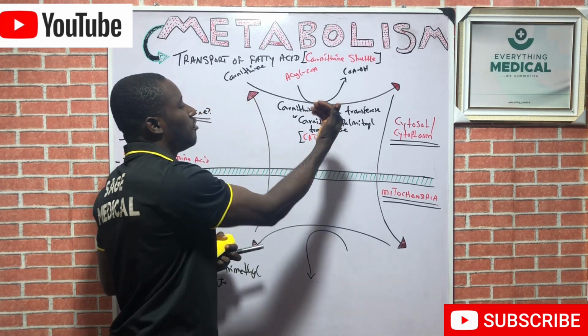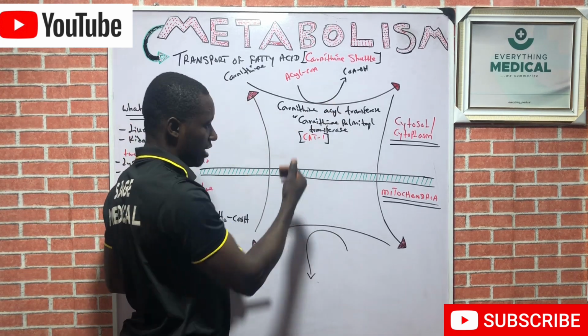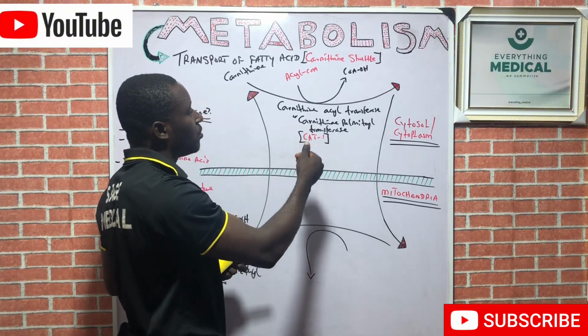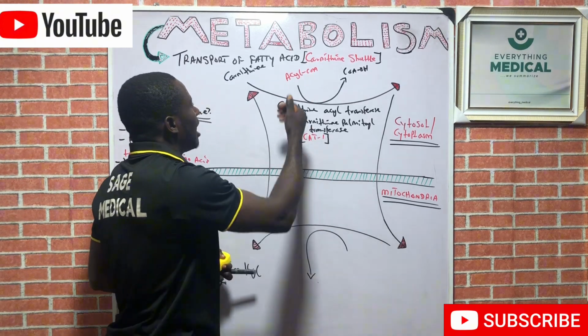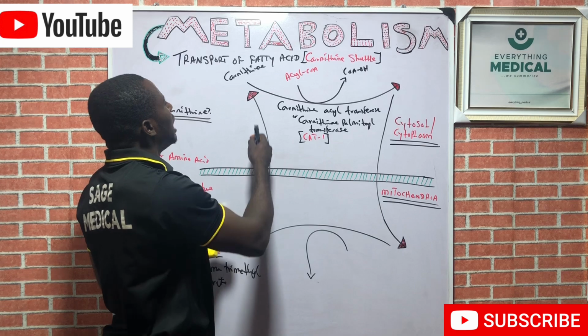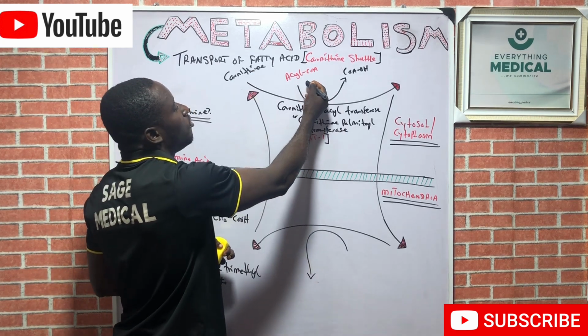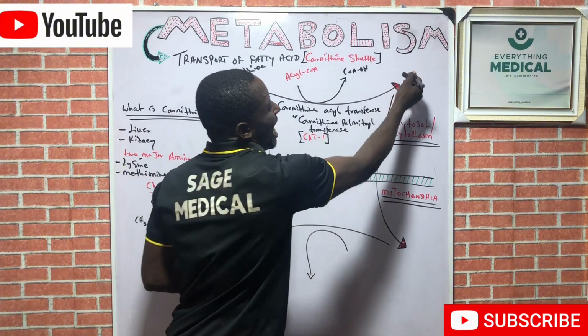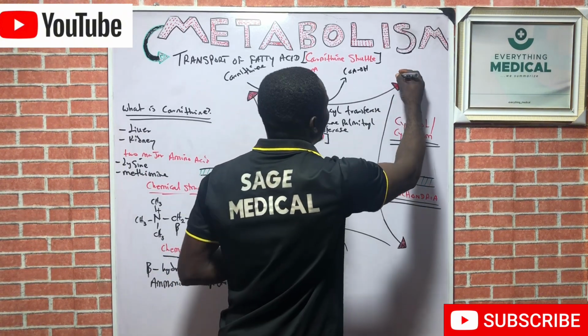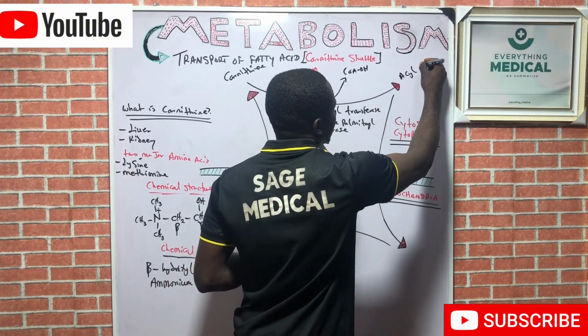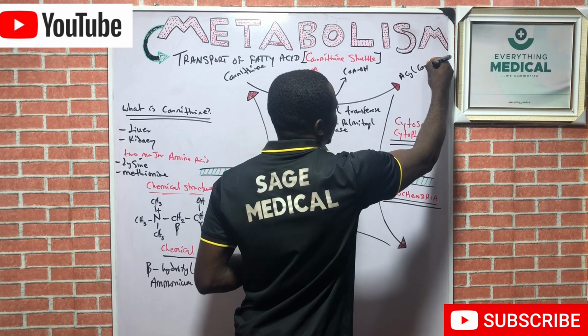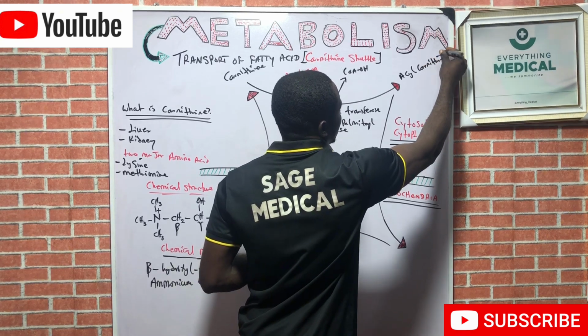Now, what is the function of this enzyme? What does it do? It transports the hydroxyl group of carnitine to the acyl group of acyl CoA to form acyl carnitine.